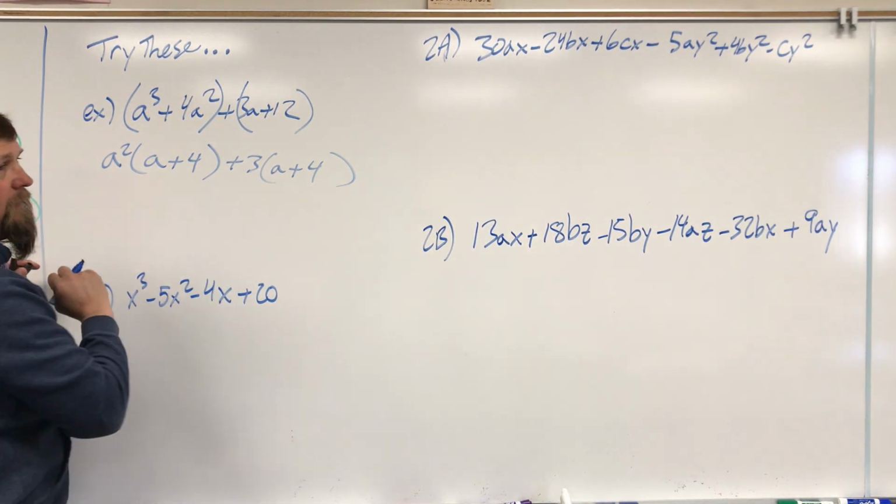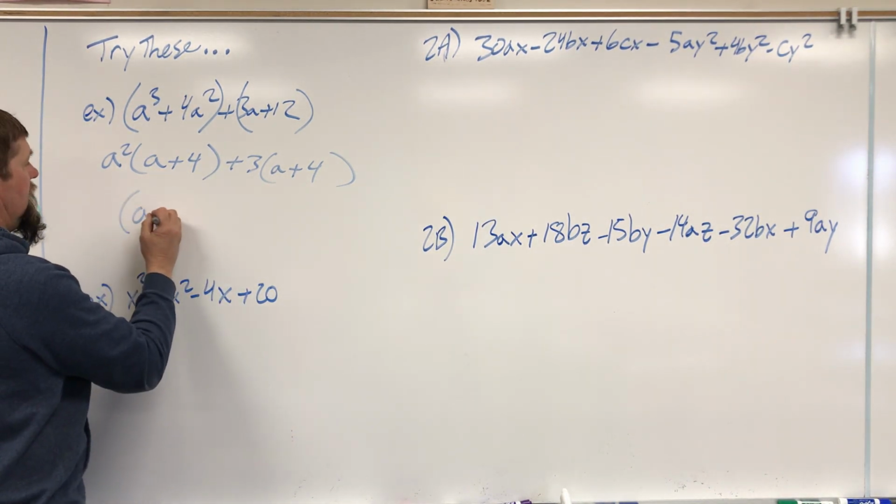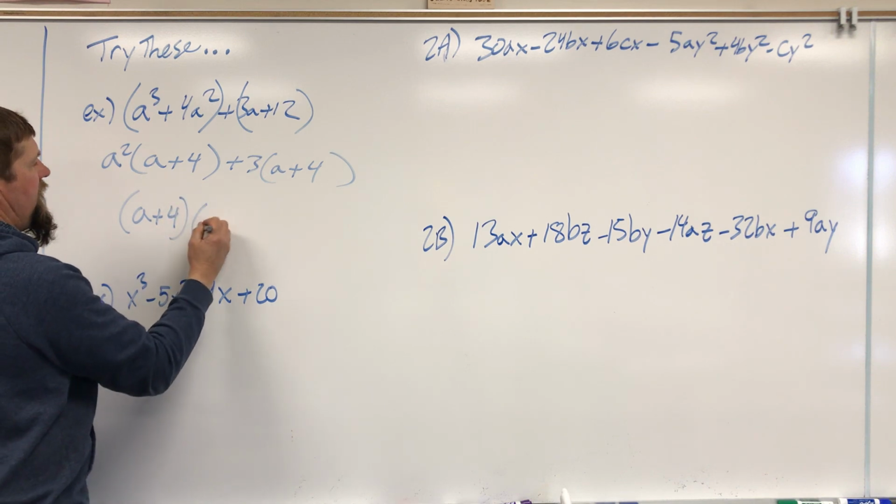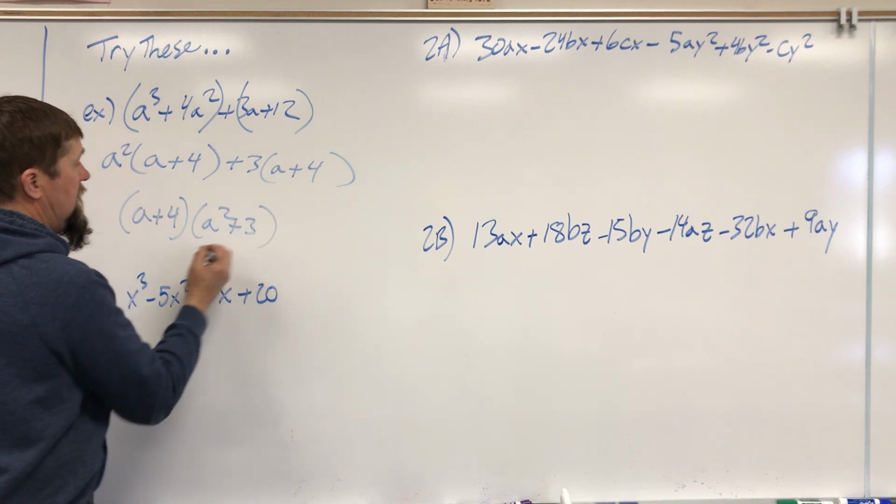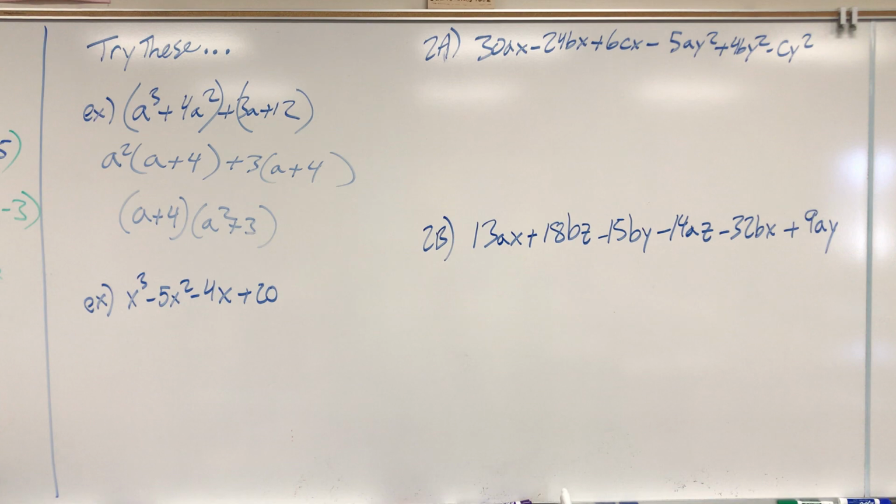I can take out an a plus 4 now out of the two groups, leaves me with a squared plus 3 left. That is your factored form. Okay, let's try the next one.